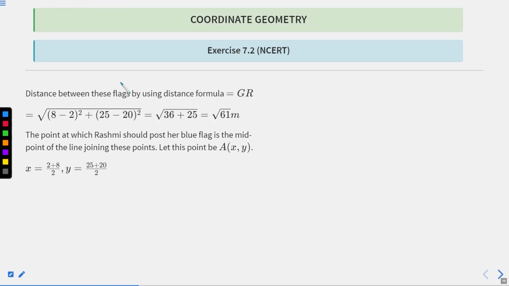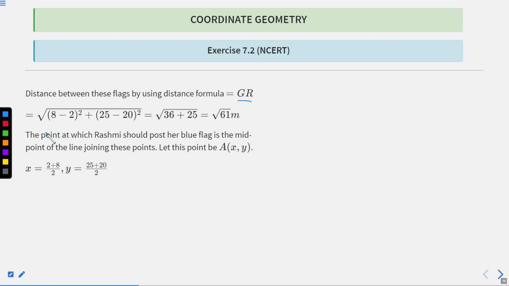Now the distance between these flags by using the distance formula. The distance GR is equal to square root of (8 minus 2) whole square plus (25 minus 20) whole square, which is equal to square root of 36 plus 25, and this is equal to square root of 61 meter.